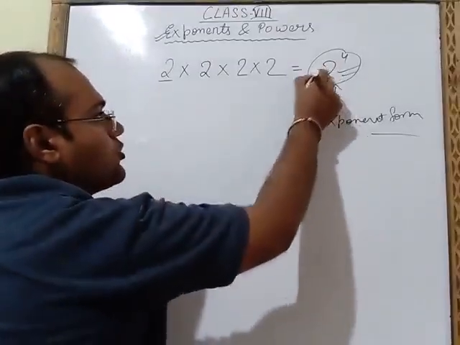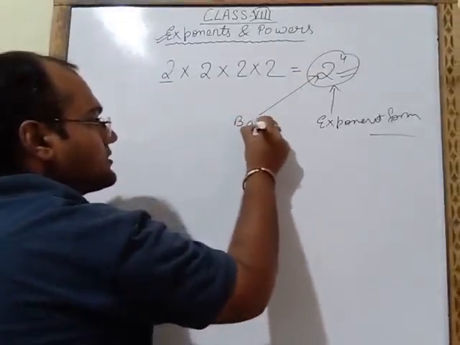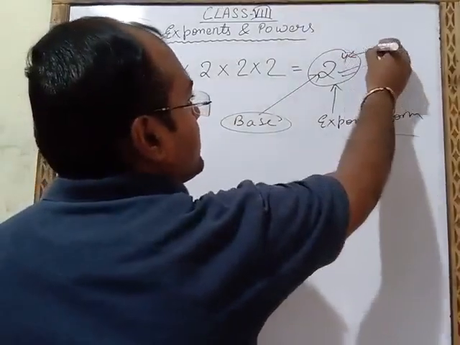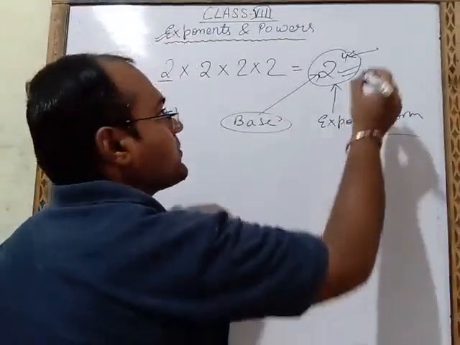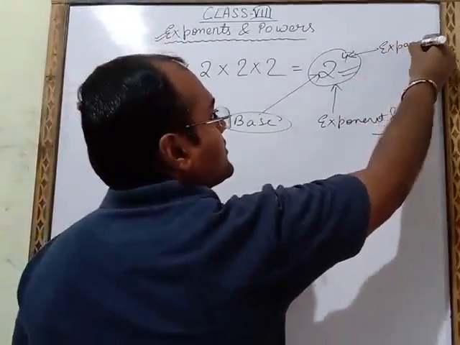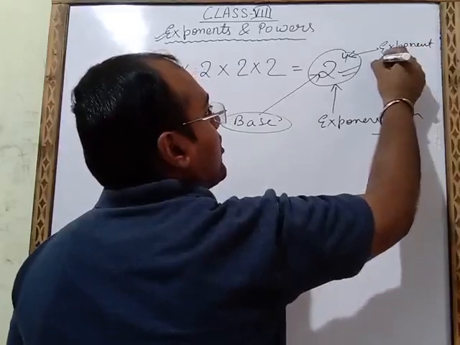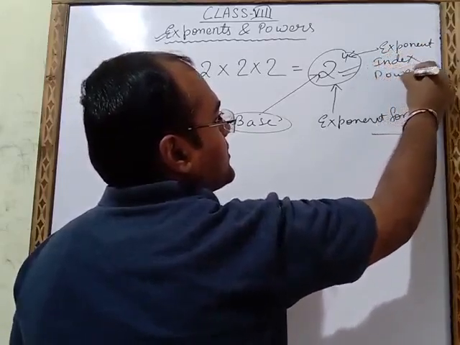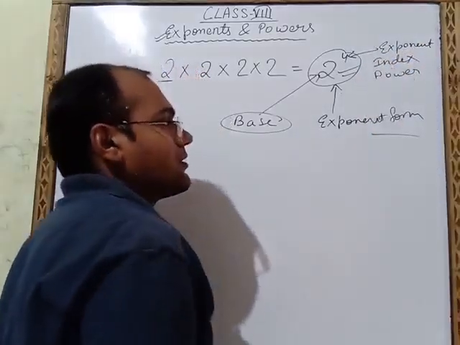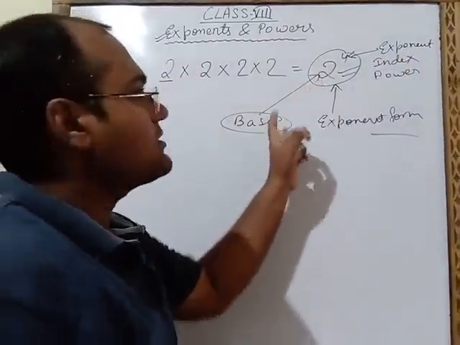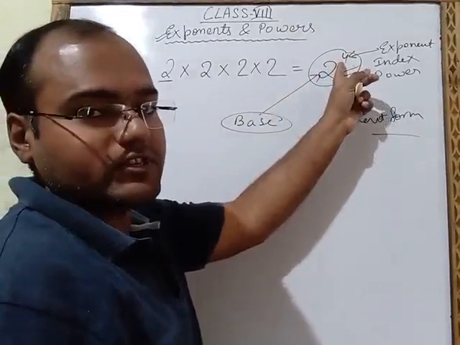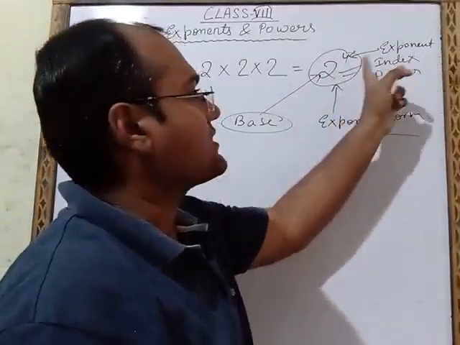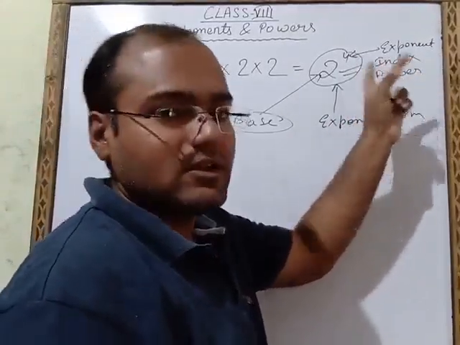Such representation is known as exponent form. Here 2 is known as the base. 2 is called the base, and this 4 which is coming in the power is known as the exponent, or index, or we can say power. So this 2 is called base and this 4 which is written in the power, we will say it is exponent, or index, or power.